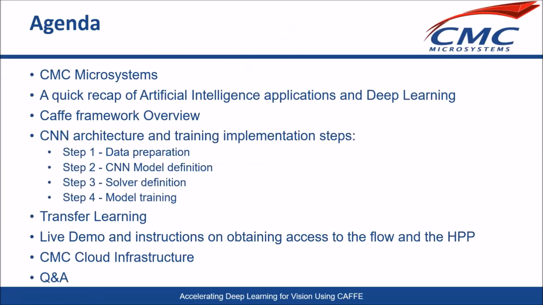After a quick introduction of CMC Microsystems, we're going to have a high-level overview and quick recap of AI applications and deep learning. Then we're going to highlight some of the main features of Caffe framework as a machine learning framework. After that, we're going to have a step-by-step guide in order to train a model. So this includes data preparation, CNN model definition, solver definition, and model training.